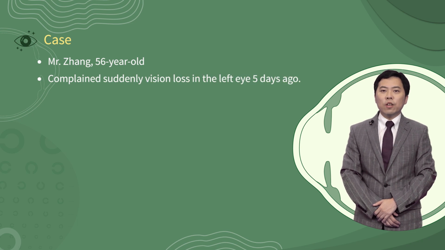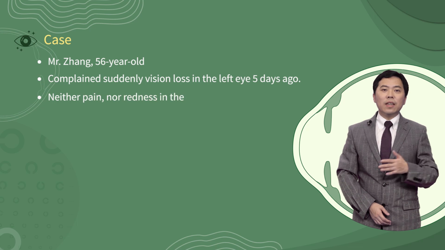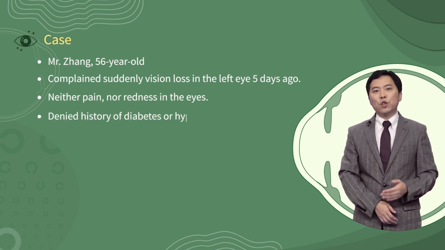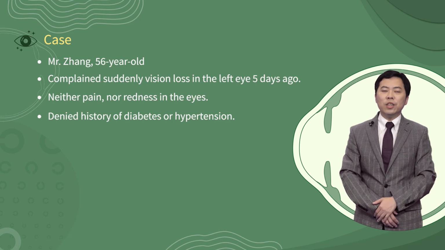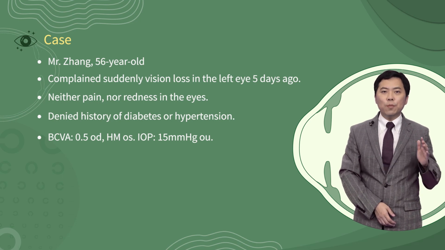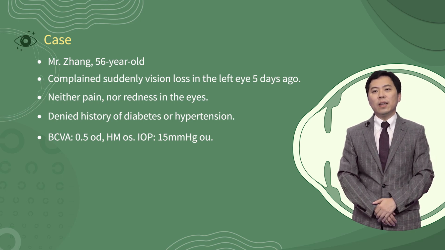56-year-old Mr. Zhang complained of sudden vision loss in the left eye 5 days ago. There was neither pain nor redness in the eyes. He denied a history of diabetes or hypertension. The best corrected visual acuity was 0.5 in the right eye and hand movement in the left eye.